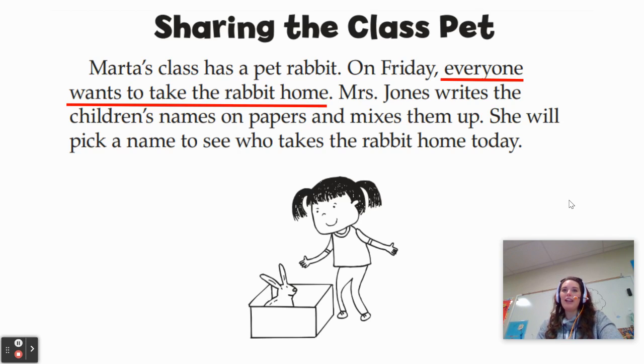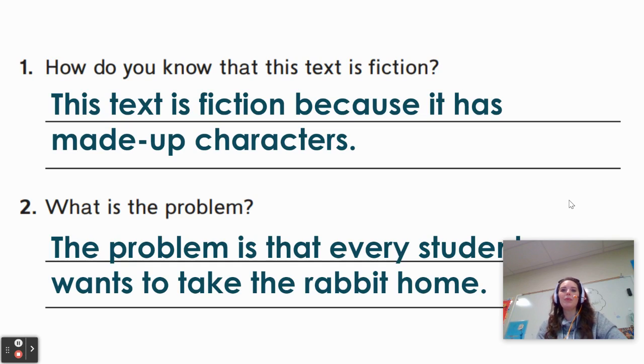So there we have underlined our problem or found the text evidence that told us what the problem was in the story. So we can say the problem is that every student wants to take the rabbit home. That is the problem that we were told about in the text. Okay, so again, press pause if you need to, and then press play again when you are ready.